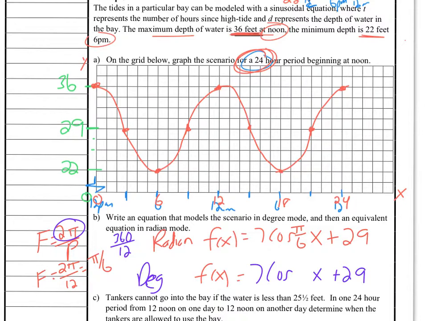That's a horrible 3. Let me hit back, see if it goes away. Let's try and do the 3 again. There we go. So it's 7 cosine of 30x plus 29. Don't worry about part C. We're going to skip that. I'm going to move on to question 2 and hopefully do that a lot faster.